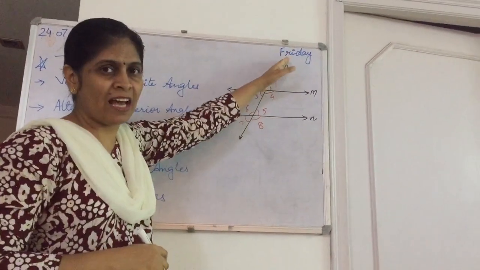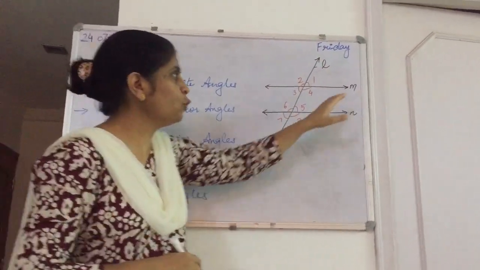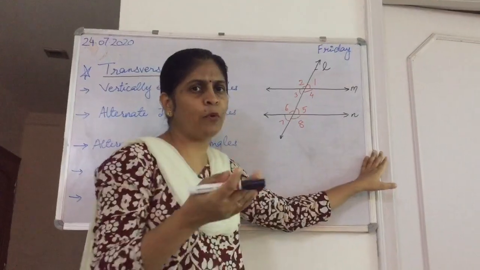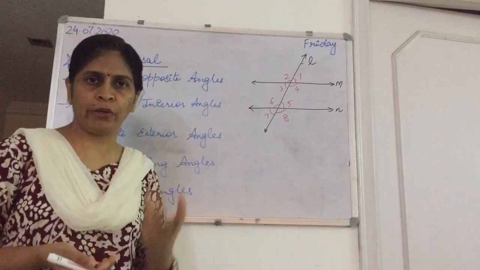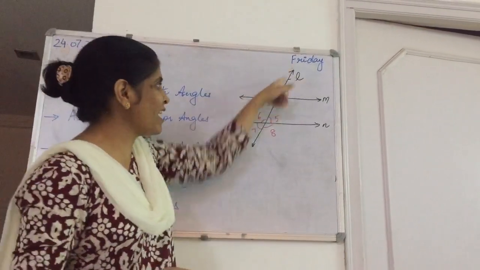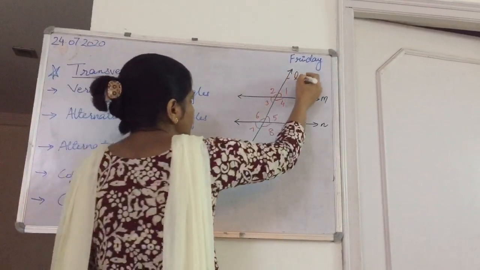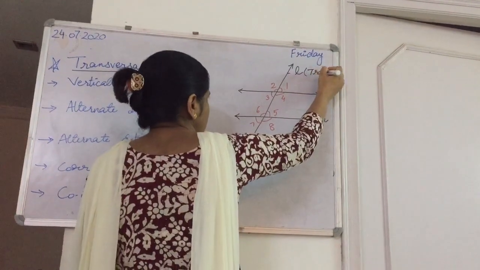So when this line L intersects two different lines at different points, it is not necessary that there are only two lines, it can be three also. So this line is called a transversal. Fine.